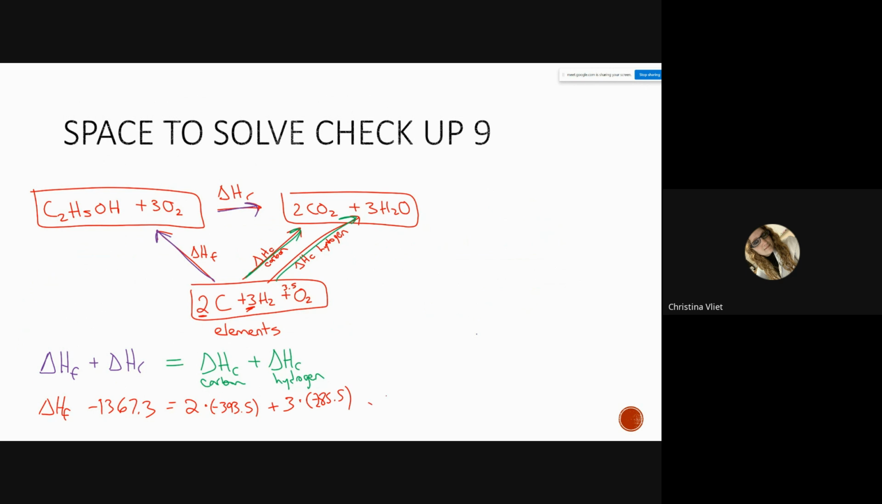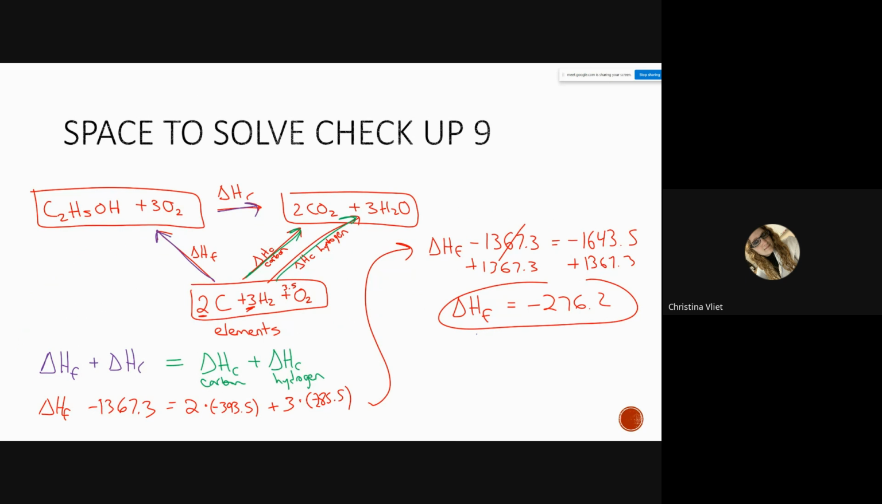See if you get the same thing as me, or else I'll solve it from scratch. I got delta HF minus 1367.3. And then I did all my products. I added all of this together first, and on my product side, I got negative 1643.5. Then I'm adding 1367.3 to both sides, which is the proper algebra. If I subtract, I have to add, right? The opposite of subtract is add. And then I get delta HF equals negative 276.2. Check to see if you get the same thing. This is the answer, actually.